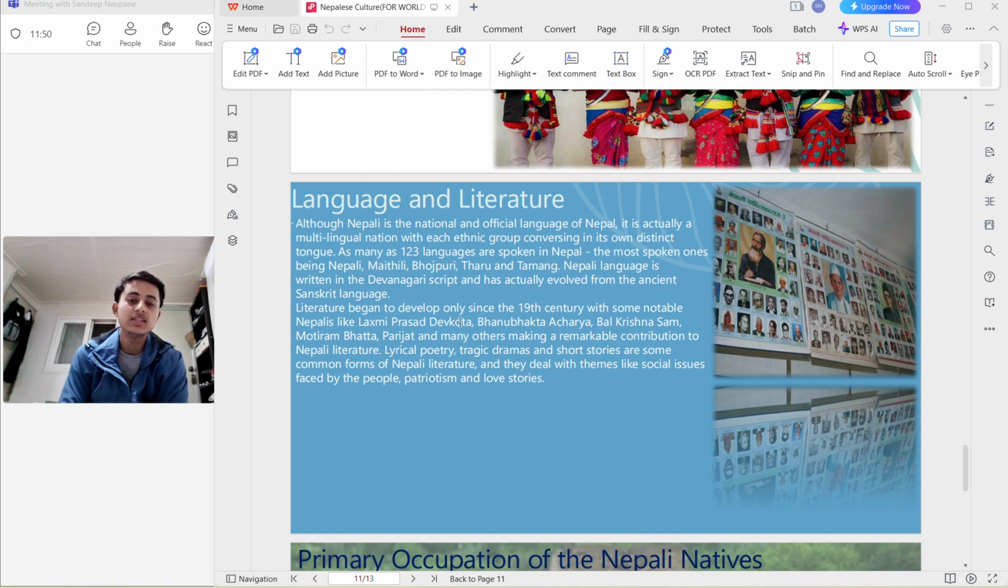Literature began to develop only since the 19th century with some notable Nepalis like Lakshmi Prasad Devkota, Anubhakta Acharya, Balkrishna Sama, Motiram Bhatta, Parijat, and many others making a remarkable contribution to Nepali literature. Lyrical poetry, tragic drama, and short stories are some common forms of Nepali literature, and they deal with themes like social issues faced by the people, patriotism, and love stories.